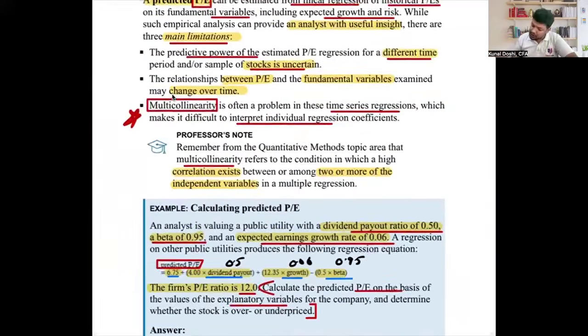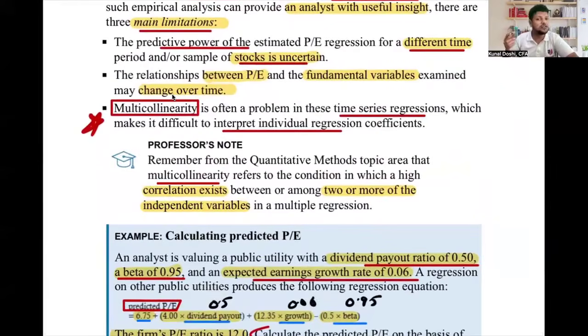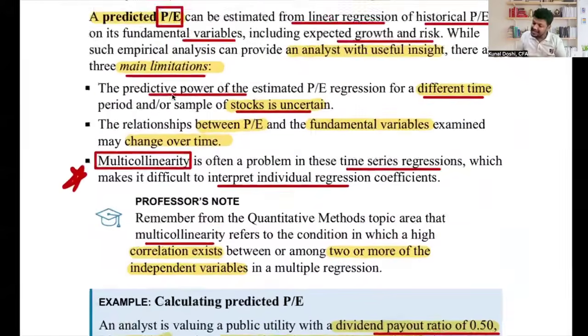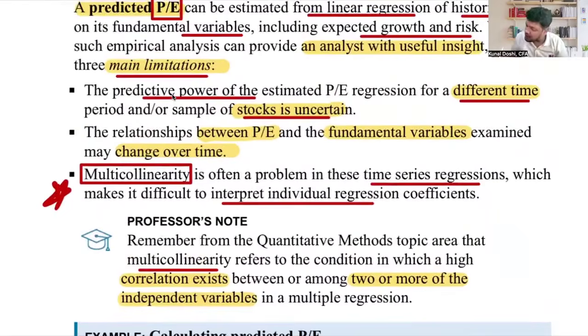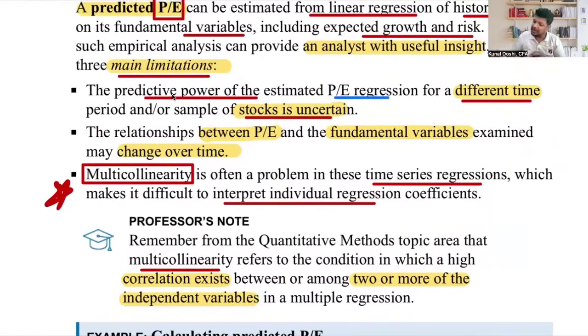Now, should I use this model or not use this model? First of all, this is actually cross-sectional regression. So the predictive power of the estimated PE regression for different time period for sample stock is uncertain. So we are using this model assuming things will be constant, which is not the fact. Things will be cyclical in nature. It will be uncertain. Also, the relation between PE and the fundamental variables will change over time. So it is not going to be stationary. Remember, these all will violate the properties of linear regression.